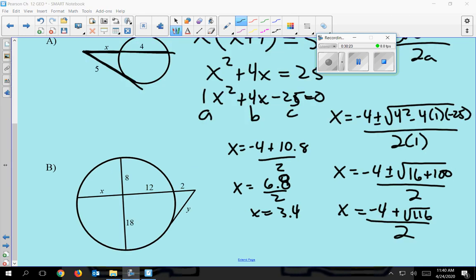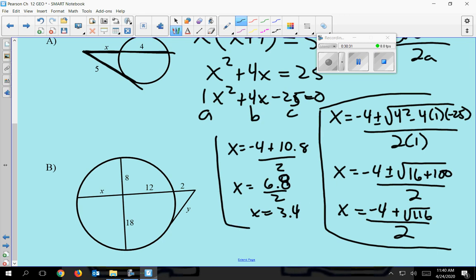Okay, so there's plugging it in. I started over here, and then I had to come over here. All right, so eventually I get x is equal to approximately 3.4. So we did some rounding there also. Okay, all right, so let's go down to this one.